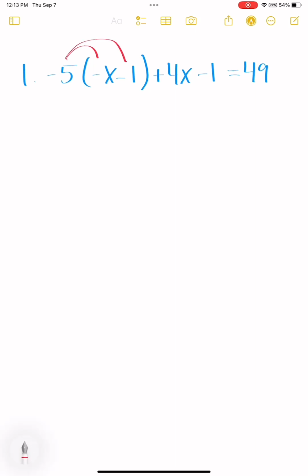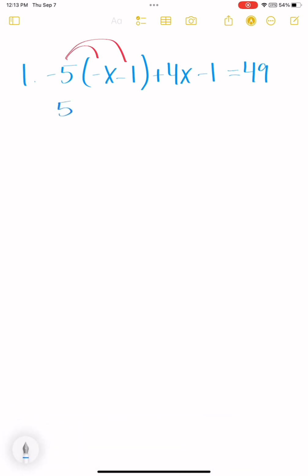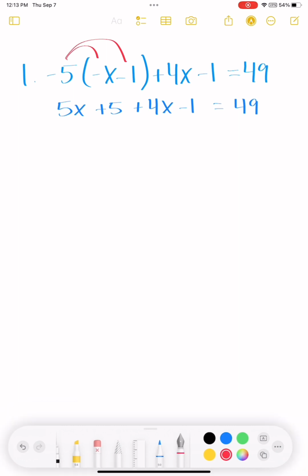Alright, so number 1, let's distribute and get rid of these parentheses. So negative 5 times negative x is positive 5x. Negative 5 times negative 1 is positive 5. And then bring down that 4x and that minus 1 equals 49.